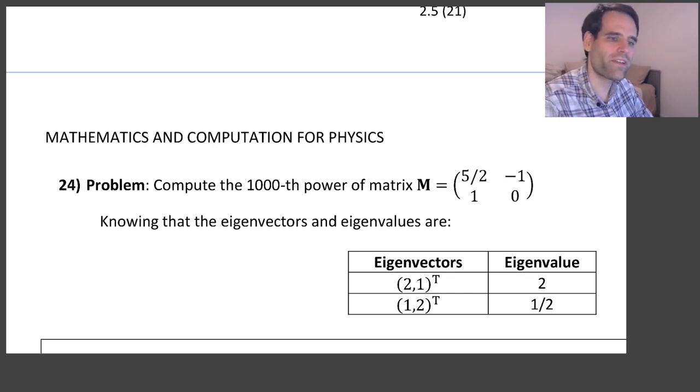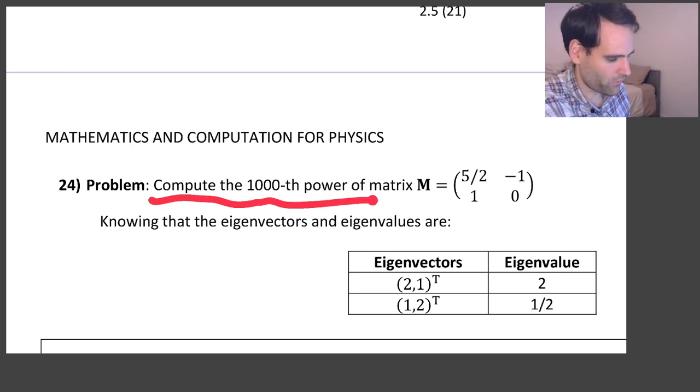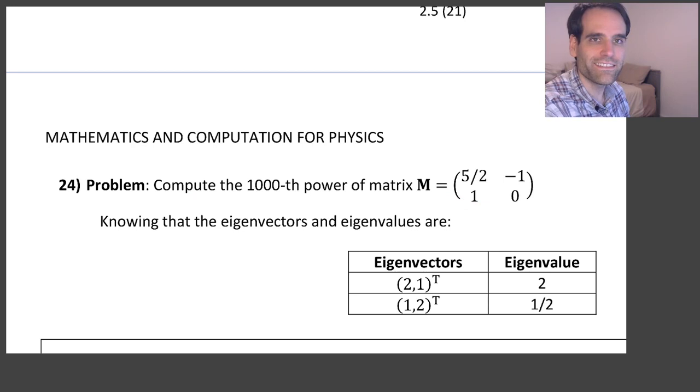Let's do this problem right here. Compute the 1000th power of matrix M. If I had asked you this 3 weeks ago when you were learning about matrix multiplication, you would have run away, right? How am I going to multiply this 1000 times?